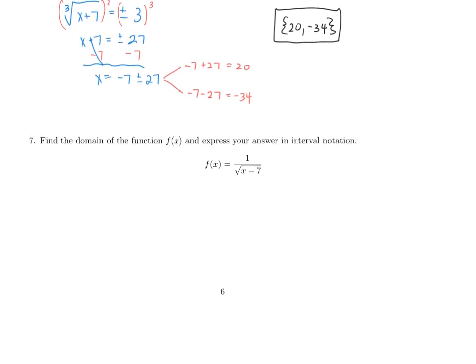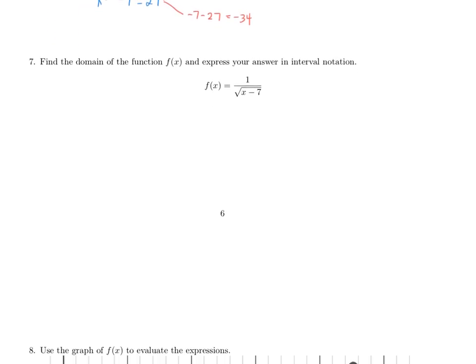Okay, so number 7. Find the domain of the function and express your answer in interval notation. So remember that for the domain, you're looking for a couple of special cases. Remember, there are restrictions on the domain when you have a fraction, because the denominator cannot be 0. And then you have a restriction when you have a square root, because it has to be non-negative. It has to be 0 or positive. So we actually have both in this scenario. We have a fraction and we have a radical.